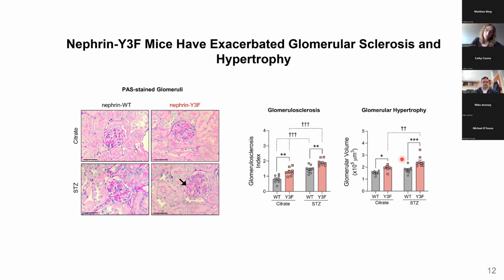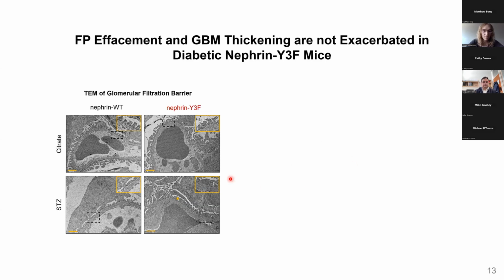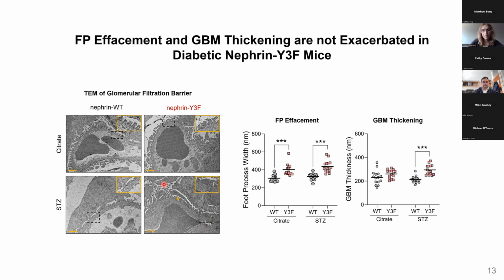To look at things at the ultrastructural level, we also looked at TEMs, or transmission electron microscopy, and in the diabetic Y3F mice, they did have higher foot process effacement and GBM thickening. However, what was very interesting is that the Y3F mice on their own did have effacement and GBM thickening, and this was not necessarily made worse as they were diabetic. And so there seems to be some type of ceiling effect in which they can't actually efface any further. So we're getting proteinuria, however, without that same kind of typical marker shown there.